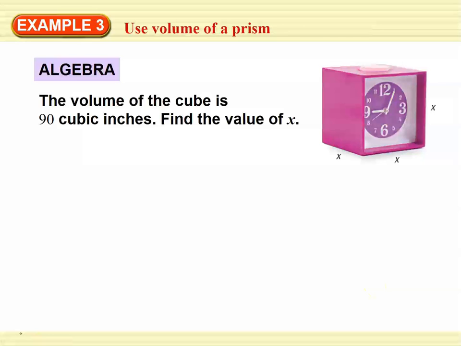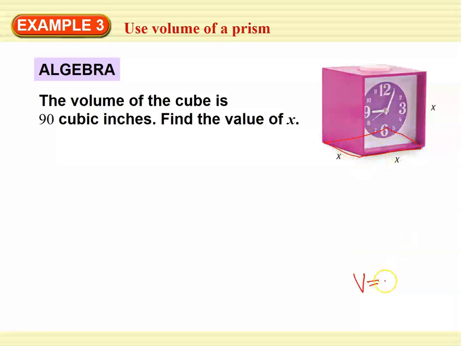All right, so the volume of the cube is 90 cubic inches. Find the value of x. So we need to set this up to how we would find the volume. And then because we know the volume is 90, so this is a cube, which is just a prism with a square base. So the bottom, the base of this prism is a square.